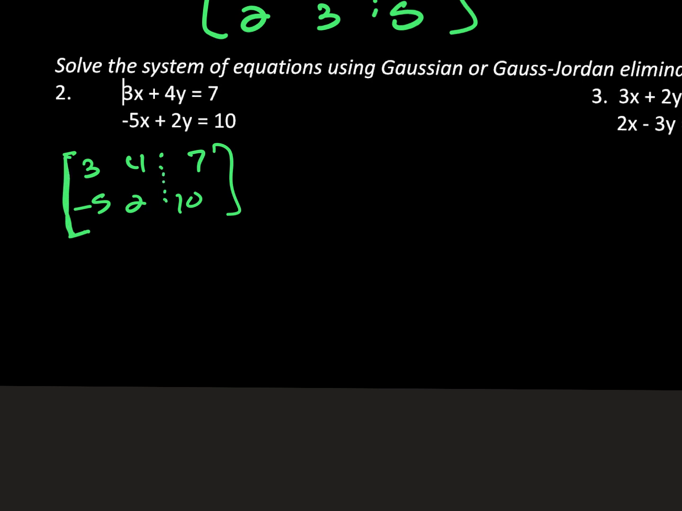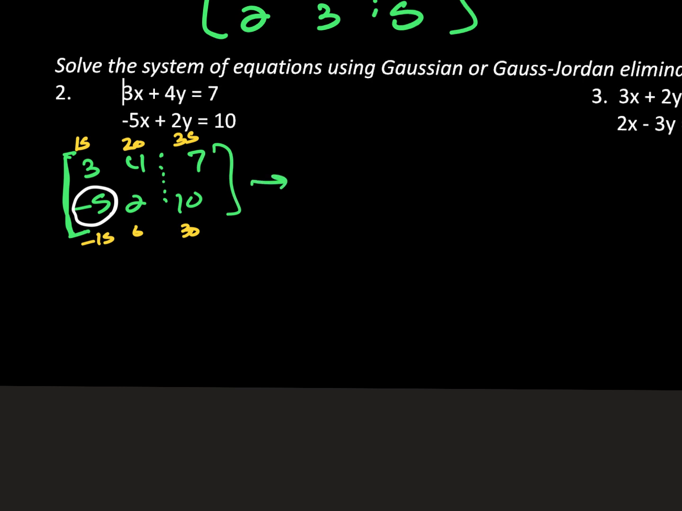But what I need to do, when we did things this week, I tried to always circle things I was getting rid of. So I'm going to try to get rid of that -5 first. So I'm thinking, okay, what did 3 and -5 both go into? Well, they both go into 15. So I'm going to multiply the whole top row by 5, make that 15, make that 20, make that 35. And the whole bottom row by 3, which makes that -15, 6, and 30.